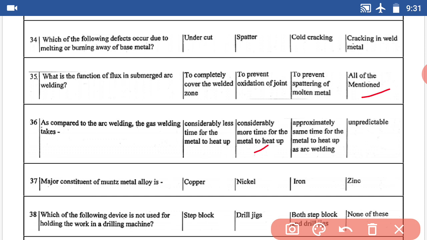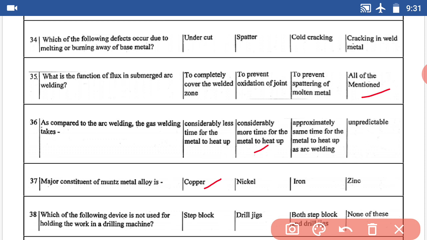Question number 37. The major constituent of Muntz metal alloy is dash. This question's answer is copper. Option A is the correct answer, copper.